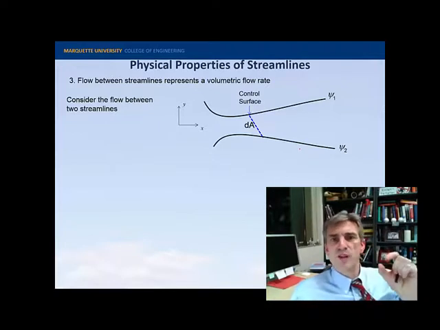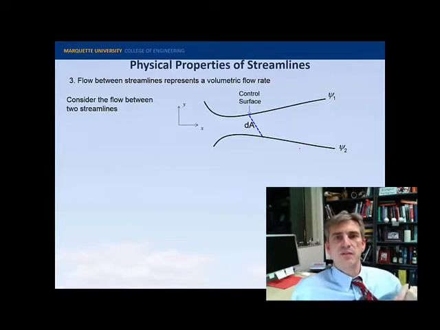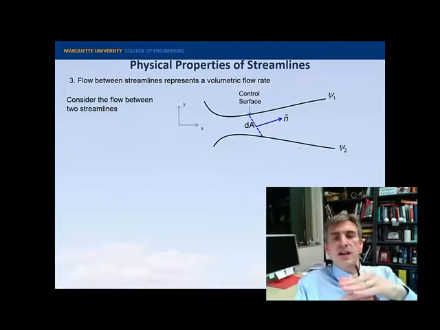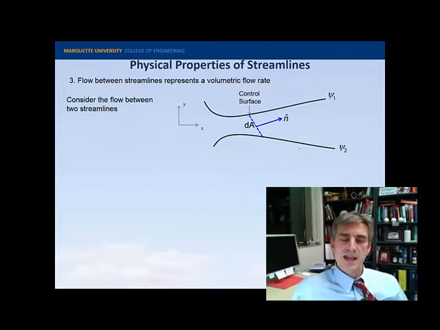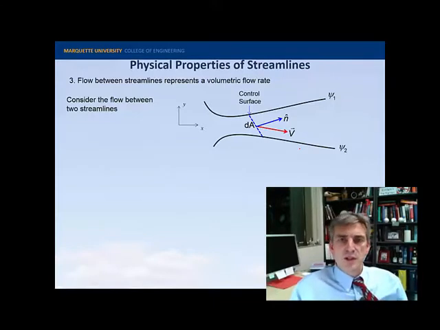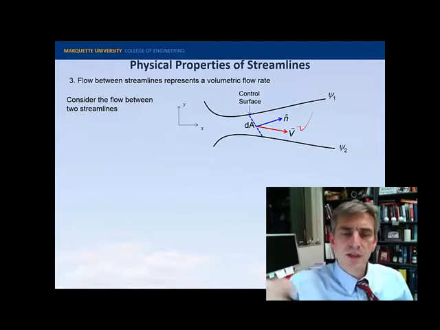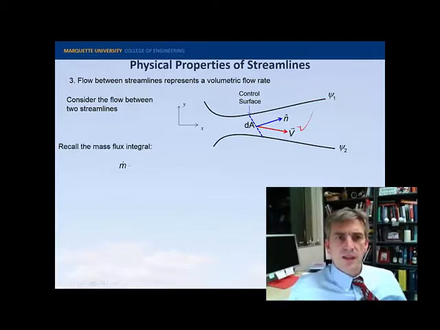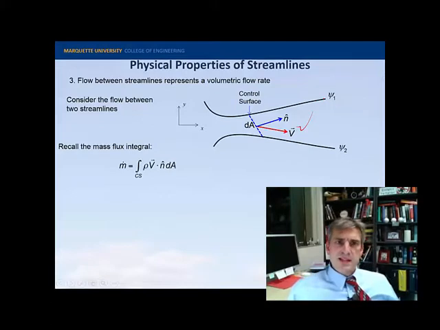This is a little small dx, so it's a differential flux surface area. And there's its unit normal that defines the orientation of dA in space. And there's just some velocity vector between them. The vector could be something like this here shown. So now, recall that mass flux is m dot equals the integral of rho v dot dA.